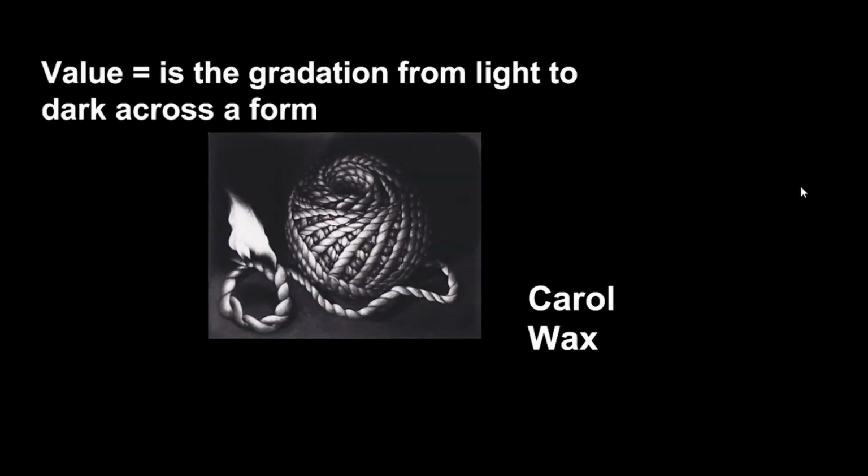So value is a gradation of light across a form. So we're going to have light that's hitting a form and the shadows are gradating around that object.